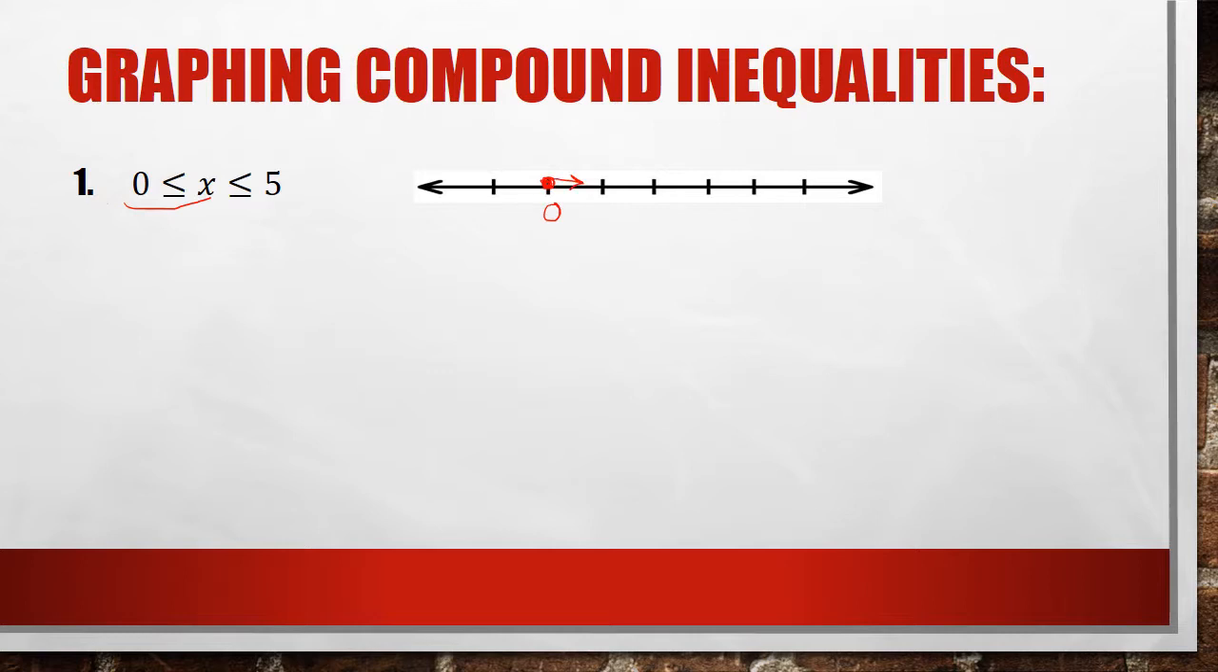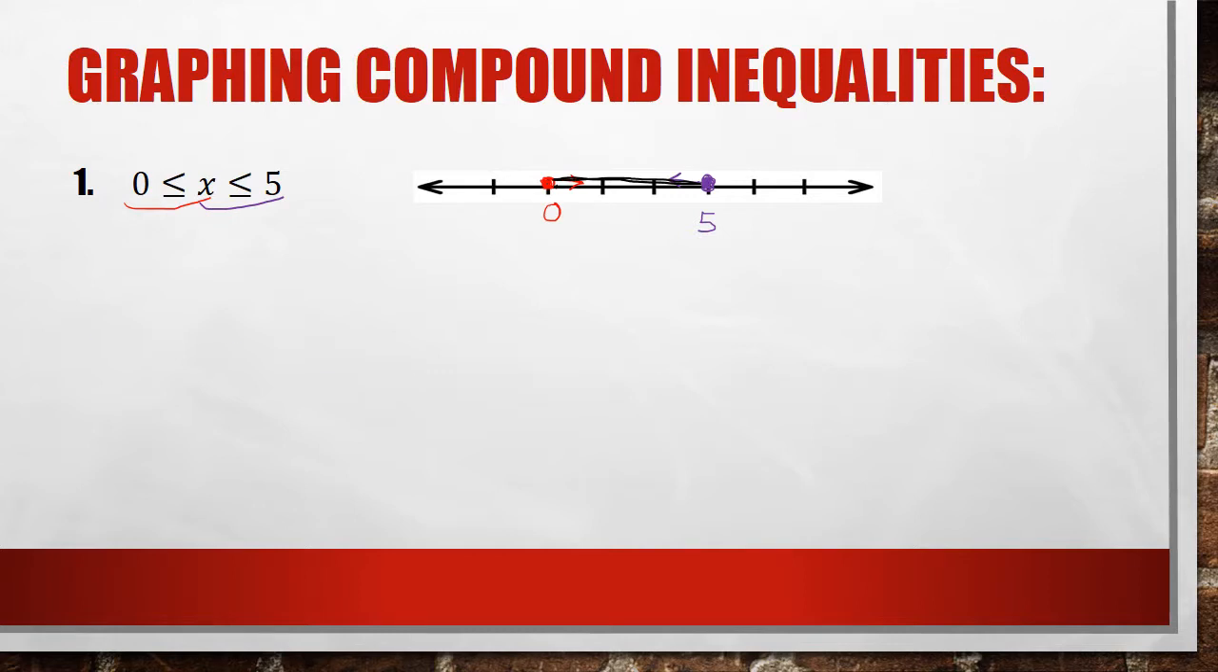Now, for the second part of the compound inequality, I have x less than or equal to 5. That means I need to start with 5. I'm including the 5 because I have an equal sign. So I'm going to start with 5 and I need to include every single x less than 5. So basically, the values that belong to this compound inequality is every single value between 0 and 5, including 0 and 5.